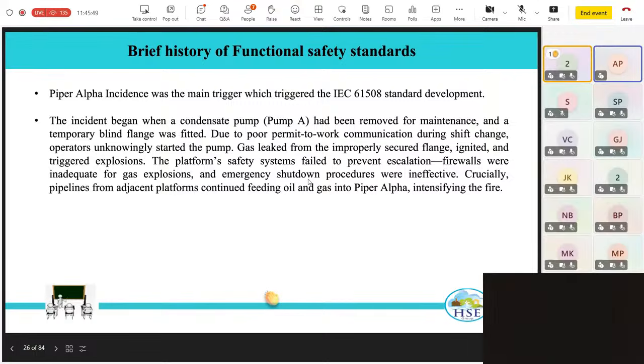What will happen? Immediately the whole fire grew to a very big proportion, and as I mentioned to you, there were living accommodations on the platform. So immediately the people started jumping from the platform into the sea and things like that. Ultimately, about 167 people died in this particular accident. Next slide.